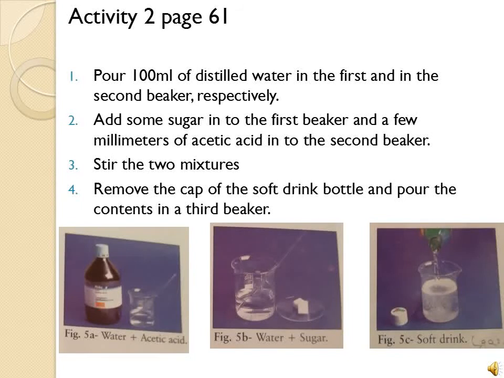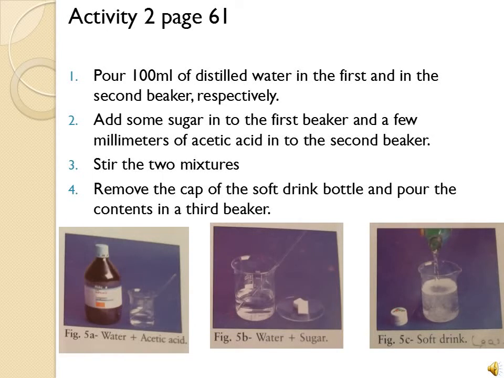Now please open your books, page 61, and let's read together activity 2. Pour 100 milliliter of distilled water in the first and in the second beaker respectively. So they bring two beakers. Put 100 milliliter of distilled water in the first one and in the second one the same. So both beakers now contain water.